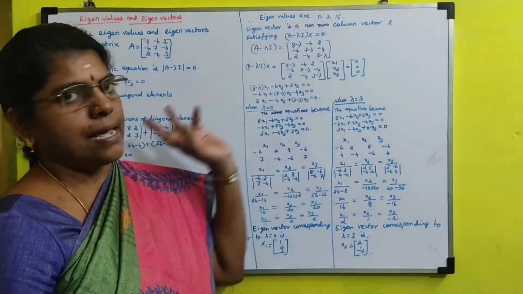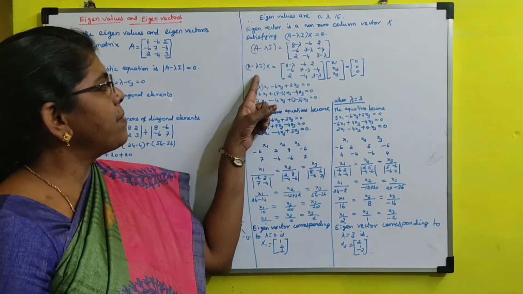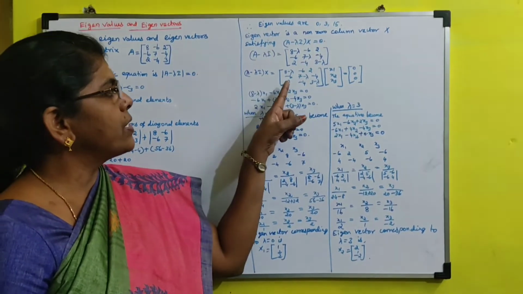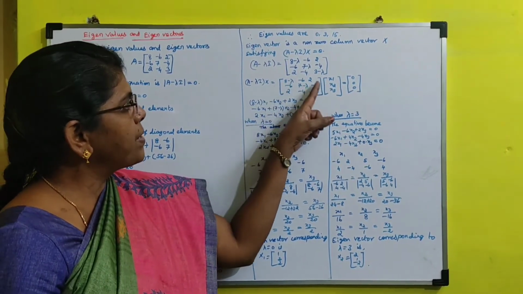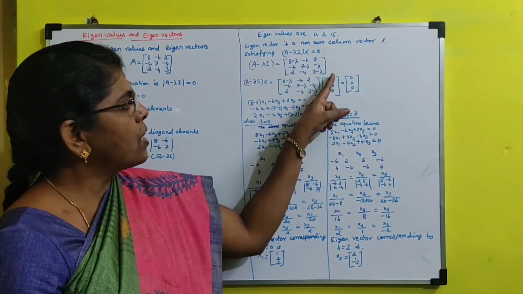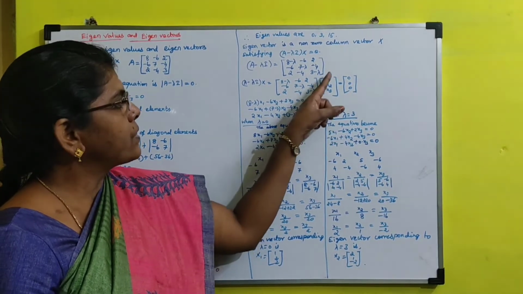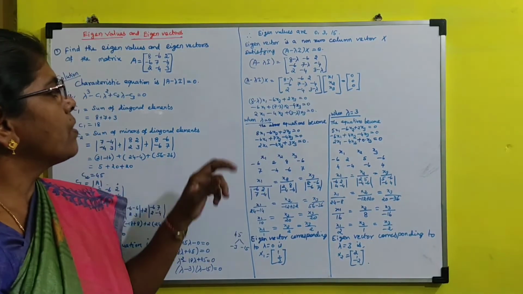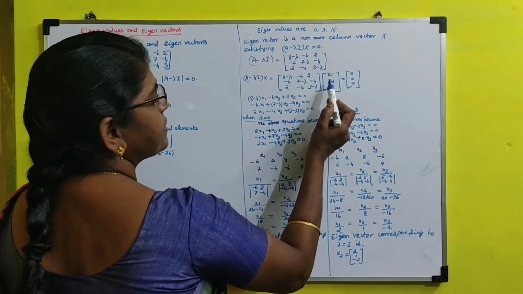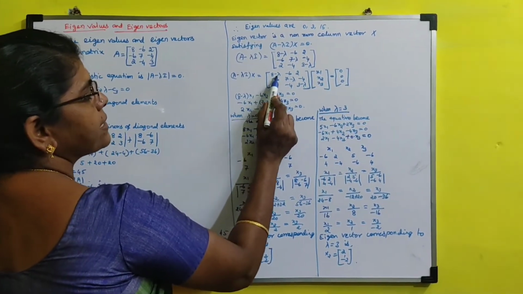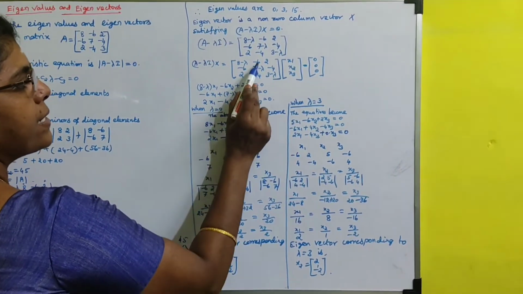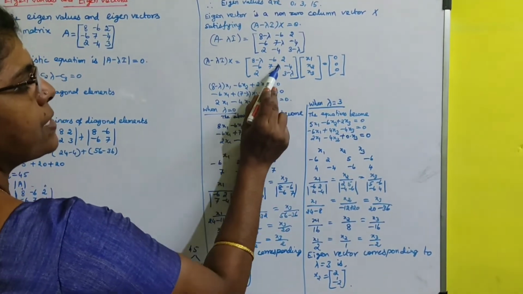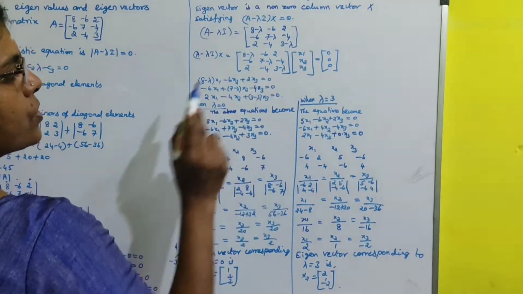A minus lambda I is [8 minus lambda, -6, 2; -6, 7 minus lambda, -4; 2, -4, 3 minus lambda]. Now (A minus lambda I) into X is equal to the A minus lambda I matrix into the column matrix X, [x1, x2, x3], equal to 0, meaning the zero matrix. Multiplying these two matrices, we will have (8 minus lambda) into x1 minus 6 into x2 plus 2 into x3 equal to 0.